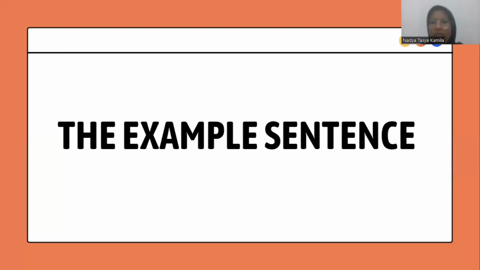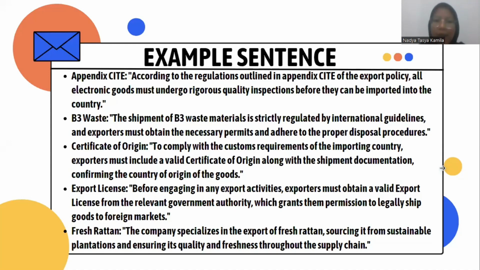We move to the example sentences. Appendix six. According to the regulations outlined in appendix six of the export policy, all electronic goods must undergo rigorous quality inspection before they can be imported into the country.